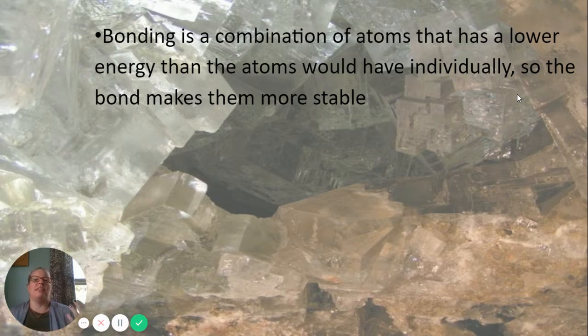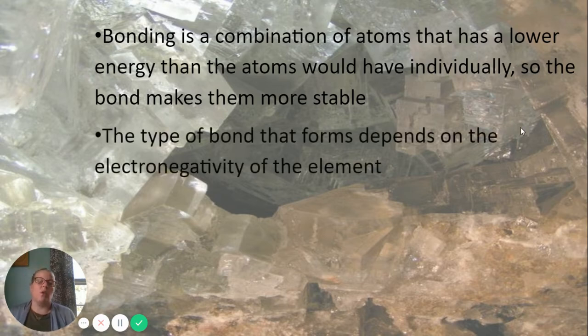All elements seek to be lower in energy if possible. And so when they combine with other elements, it drops their energy, and that's a good thing in most cases for both elements. So when we talk about bonding, the type of bonding that forms depends on the type of element itself, and then also a property called the electronegativity of the element. And this is especially important when we are talking about the difference between an ionic bond and a covalent bond, which is what we're going to spend most of our time on.